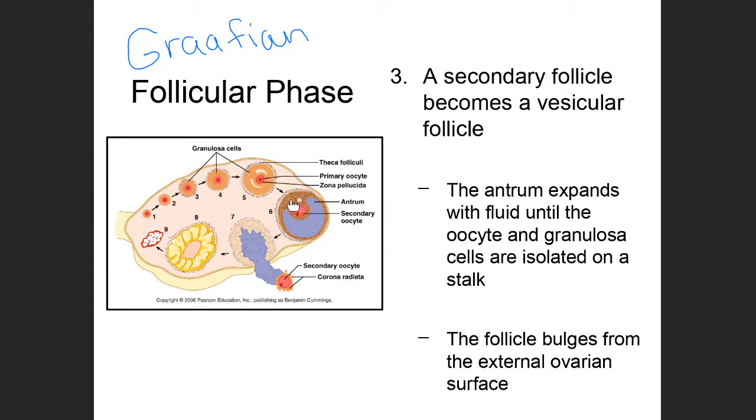So it's mostly been separated from the cells that used to surround it. The other thing you'll notice is it has swelled so much with this fluid that it's starting to bulge from the wall of the ovary. So that bulge is a sign that we've got a mature follicle with an oocyte that's ready to be released and will be released soon.